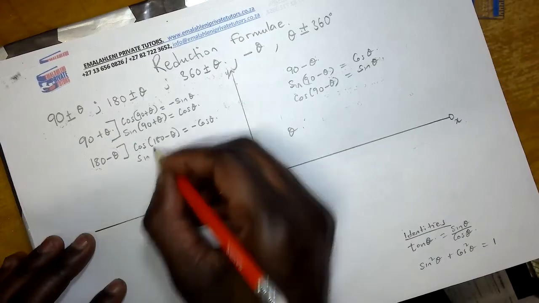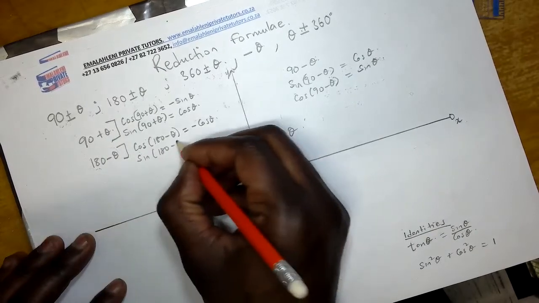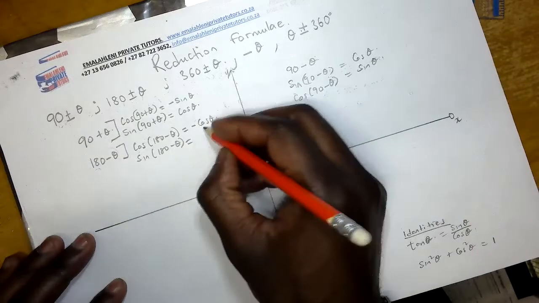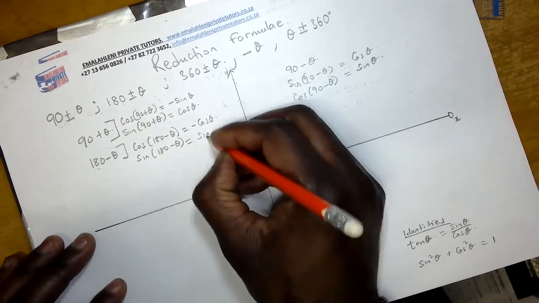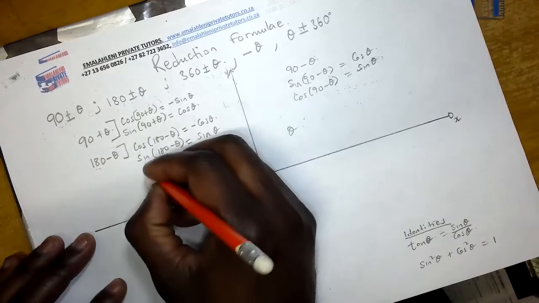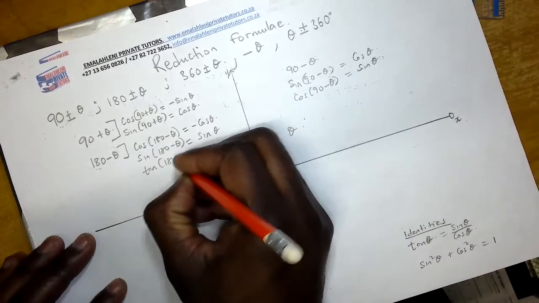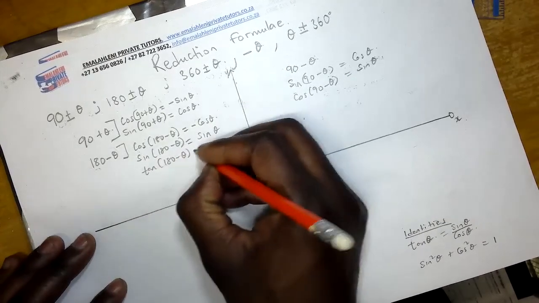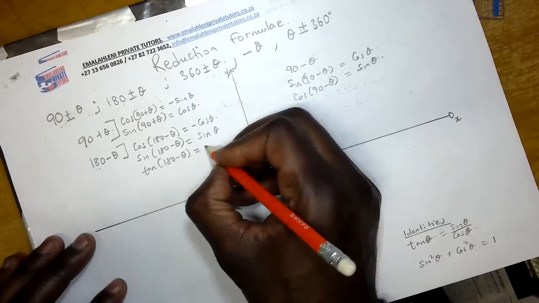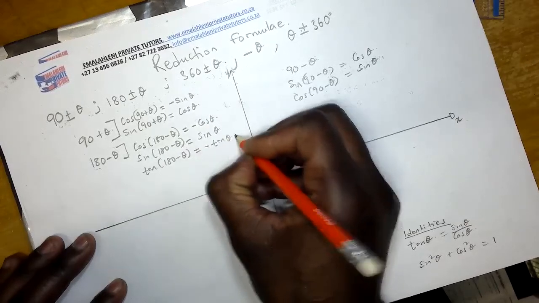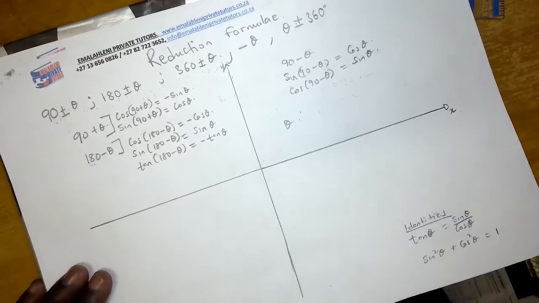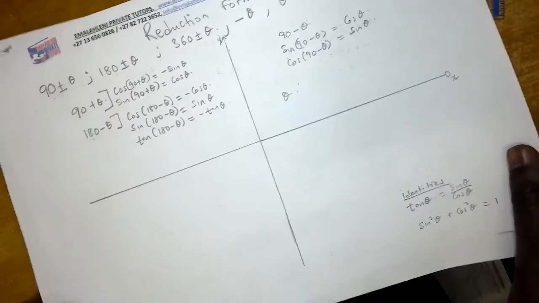Sine 180 minus theta, we know that it's going to give us positive sine theta, because sine theta is positive. What about tan 180 minus theta? What do we get? We get a negative tan theta, because tan is negative in that quadrant. Now, let's move on and see.